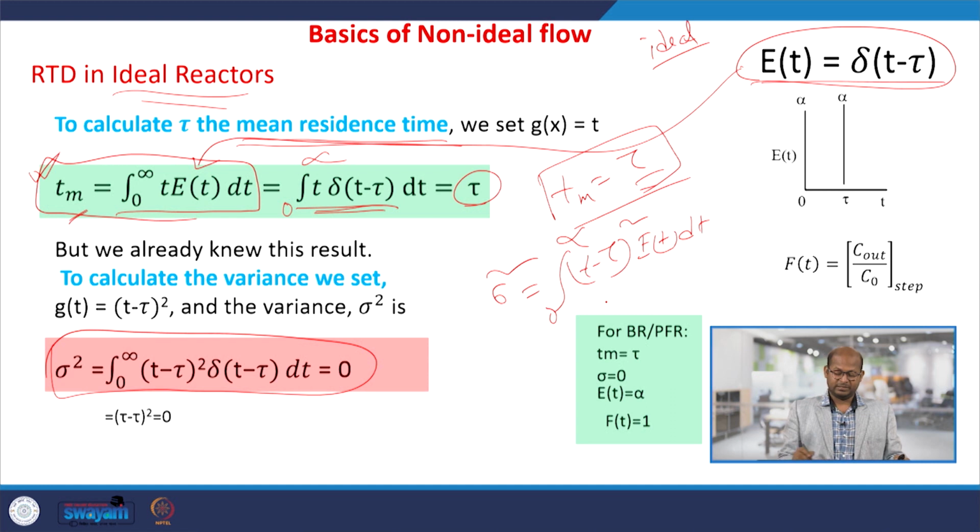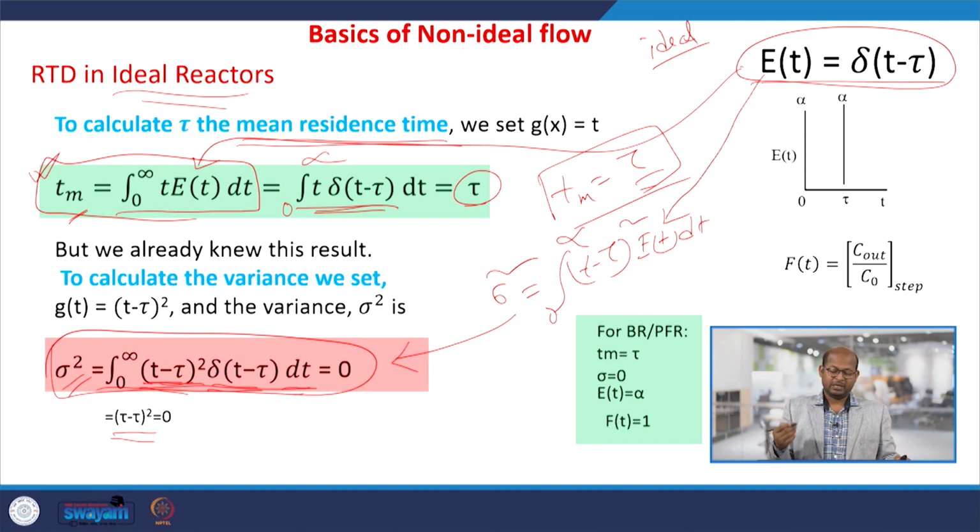This is the variance definition. For ideal reactors, if we substitute this, then sigma square equals the integral of (t minus tau) whole square delta(t minus tau) dt, and if we integrate this, the result would be 0. Here it would be tau minus tau square, equal to 0. So sigma square equals 0 for ideal reactors.